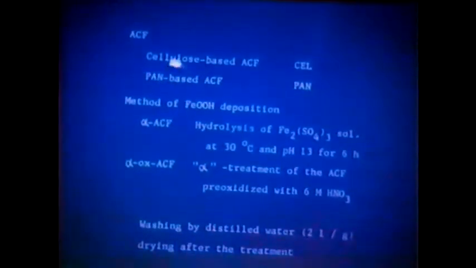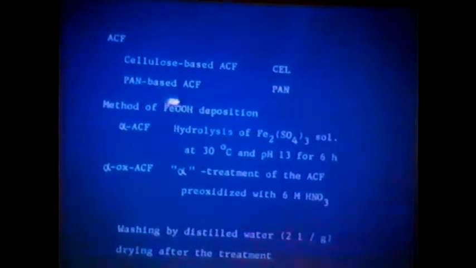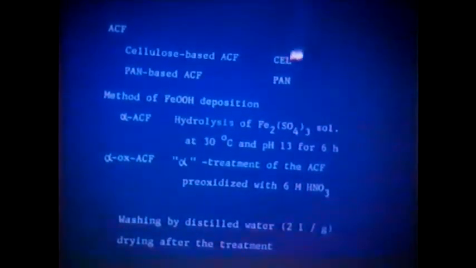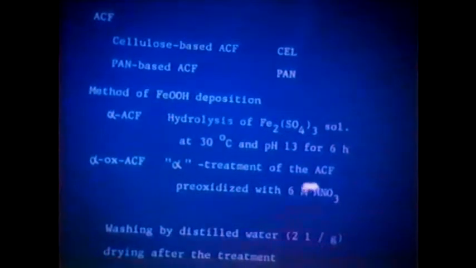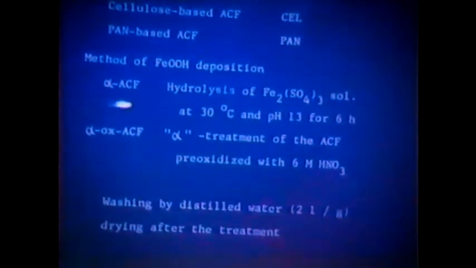We use cellulose and PAN-based ACF. We use the abbreviations cell and PAN. We dispersed alpha-FeOOH on the ACF by treating it under the synthetic condition of alpha-FeOOH, that is, hydrolysis of ferric sulfate solution at 30 degrees and pH 3.0. We call this alpha-ACF, and the alpha-treated ACF oxidized with nitric acid, alpha-OX ACF.